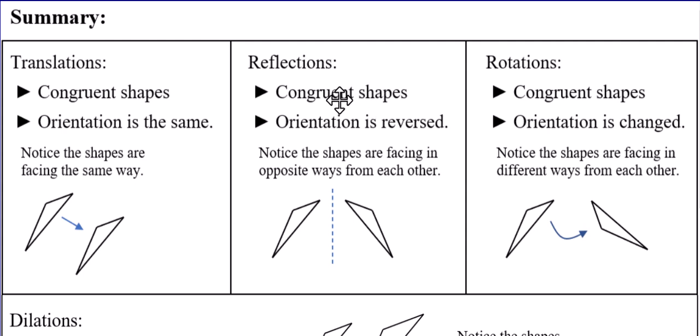A reflection also gives you congruent shapes, but the orientation is reversed. So notice the shapes are facing in opposite directions from each other, like there's a mirror in between. Rotations, still congruent shapes, but the orientation has been turned. It's changed, but it's not reversed like with a reflection. So notice here, the shapes are facing in totally different ways from each other. In fact, this one appears to be a 90-degree rotation.